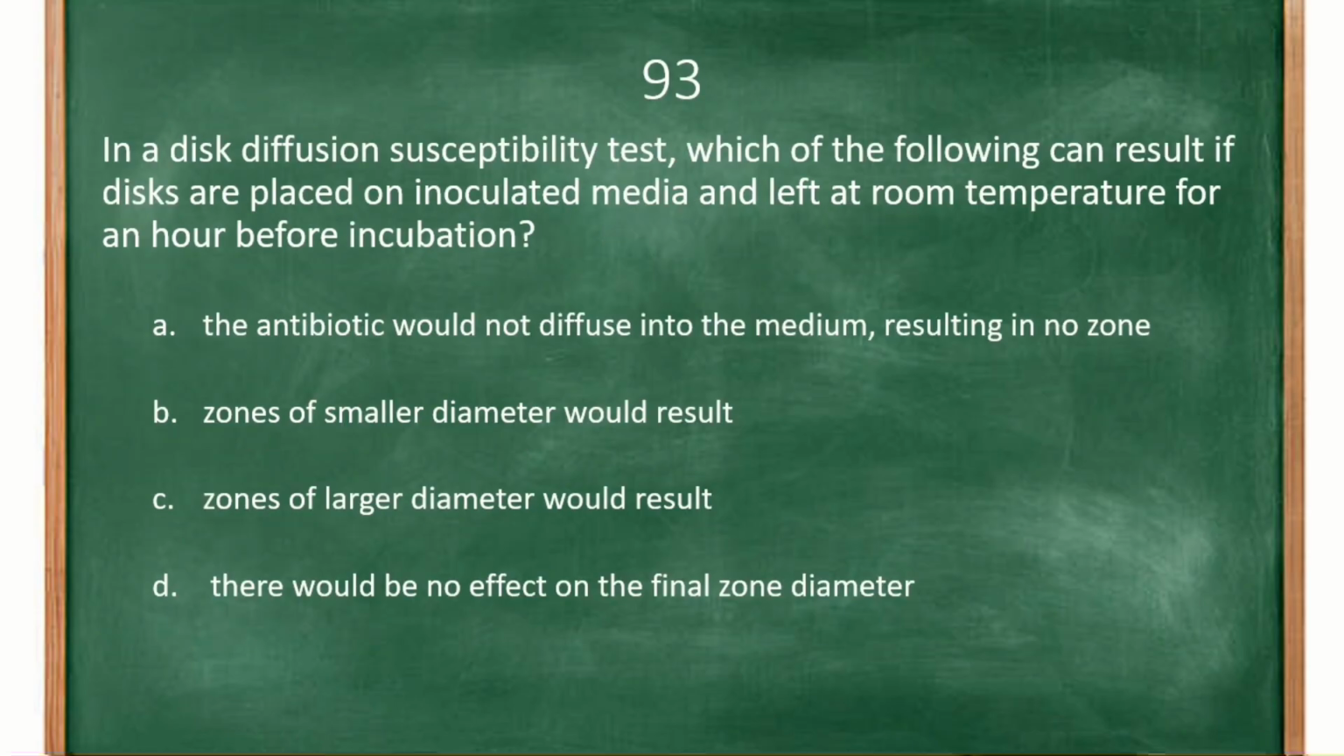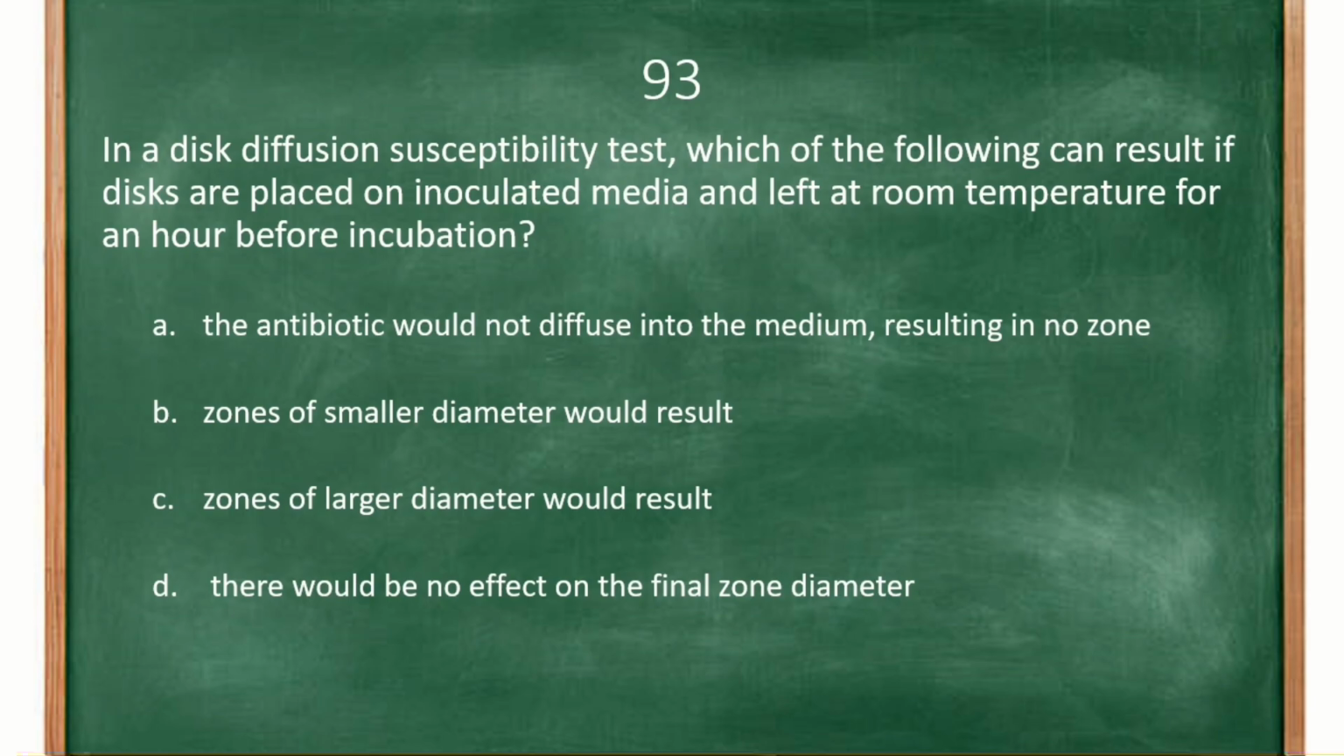Question 93. It says that in this diffusion susceptibility test, which of the following can result if the disc is placed on inoculated media and left at room temperature for an hour before inoculation? So it's saying when you delay the inoculation, after you have placed your antibiotics on it, what will happen?